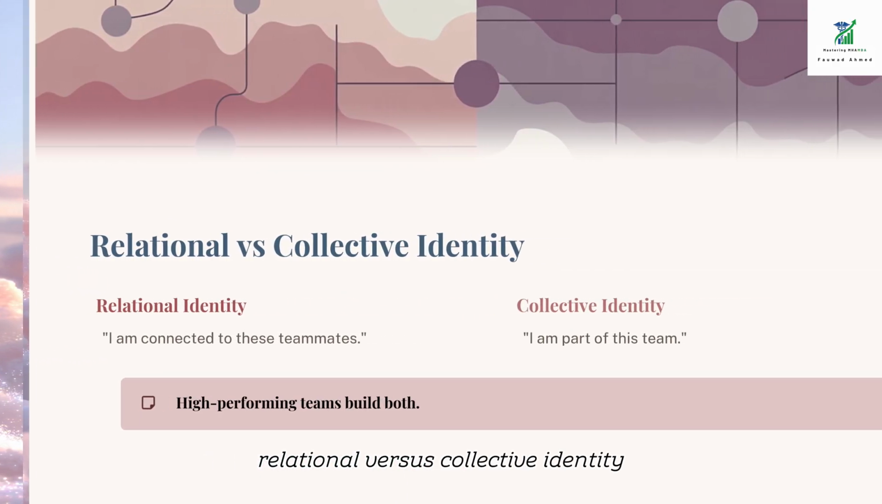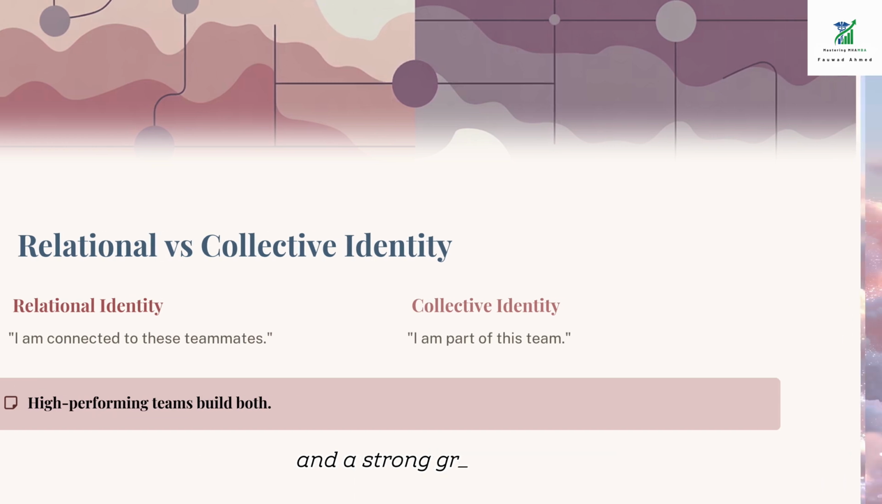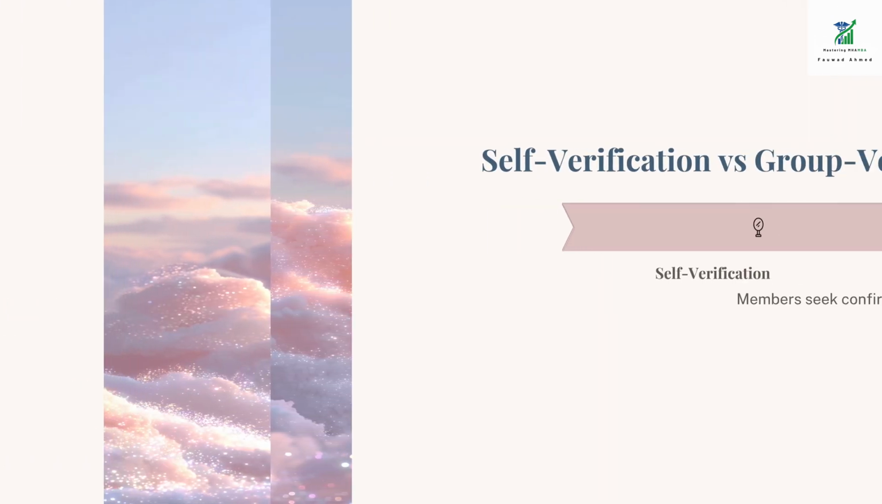Relational versus collective identity. People define themselves in groups in two ways. A relational identity is based on relationships with specific members: I'm close to these teammates. A collective identity is based on belonging to the group: I am part of this team. High-performing teams nurture both. They create meaningful relationships and a strong group identity.